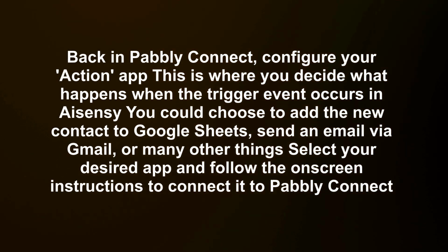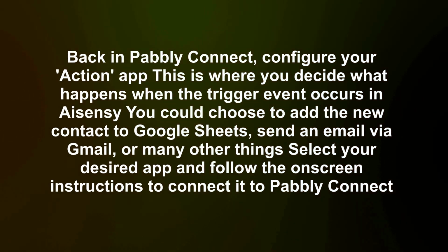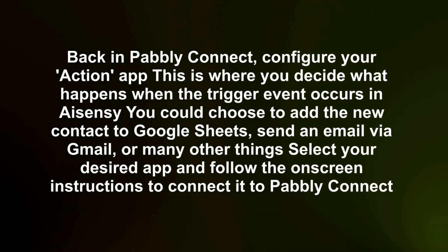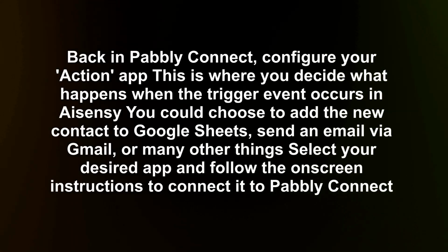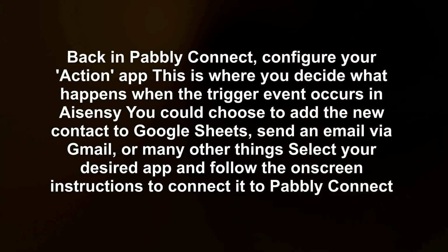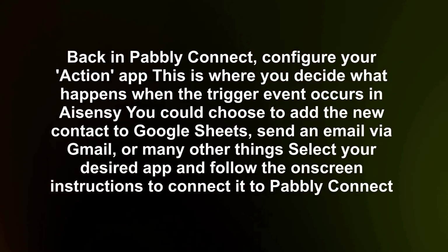Back in Pabbly Connect, configure your action app. This is where you decide what happens when the trigger event occurs. In Aisensy, you could choose to add the new contact to Google Sheets, send an email via Gmail, or many other things. Select your desired app and follow the on-screen instructions to connect it to Pabbly Connect.